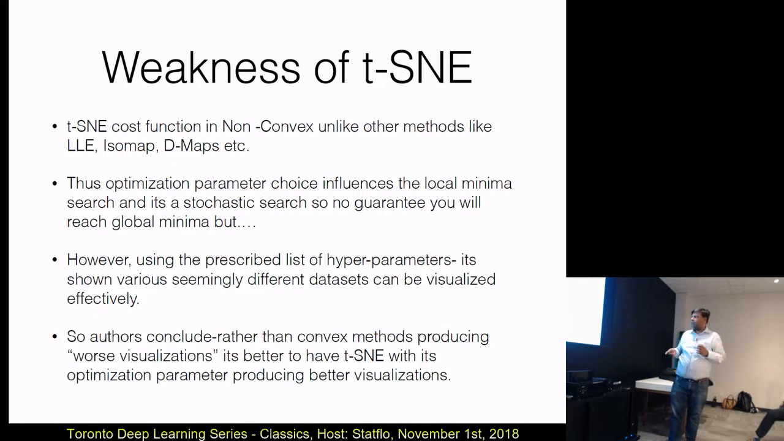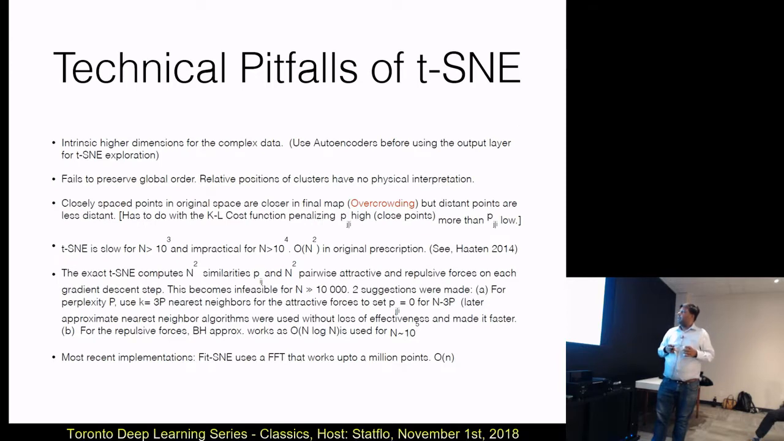There is a prescribed list of hyperparameters which I put on that practical t-SNE slide, but the argument is that various seemingly different data sets have been visualized effectively using the same set of hyperparameters. So that kind of solves this non-convex problem: even though it's non-convex, producing worse visualization is not better. It's better to have t-SNE with optimized parameters producing better visualization. That's what we conclude. Technical pitfalls, most of that we discussed.